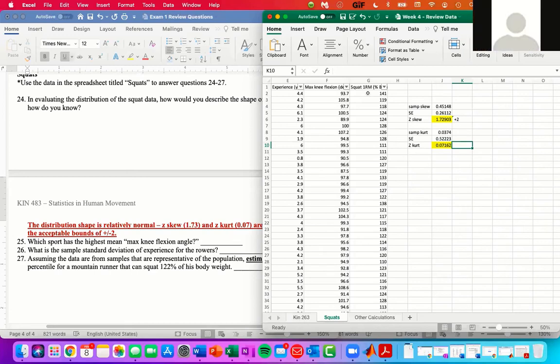Cool, thank you. Okay, but that was a good question, just in case skewness is above or below plus or minus 2, and or kurtosis is above or below plus or minus 2, you give the shape relative to each measurement. Okay.